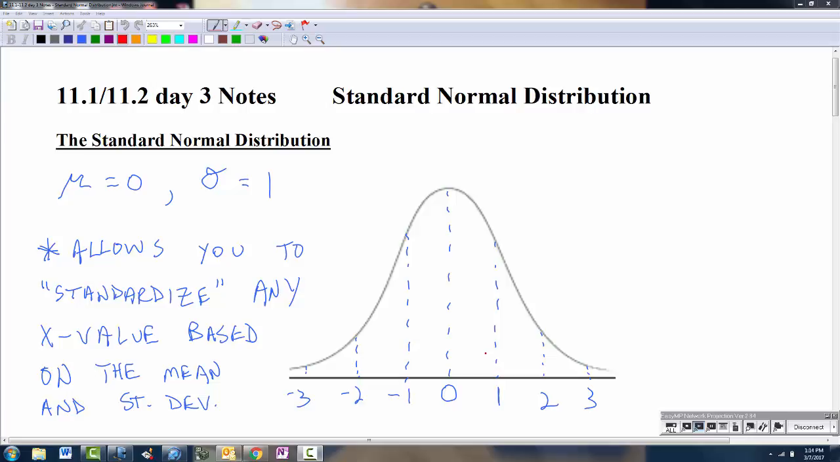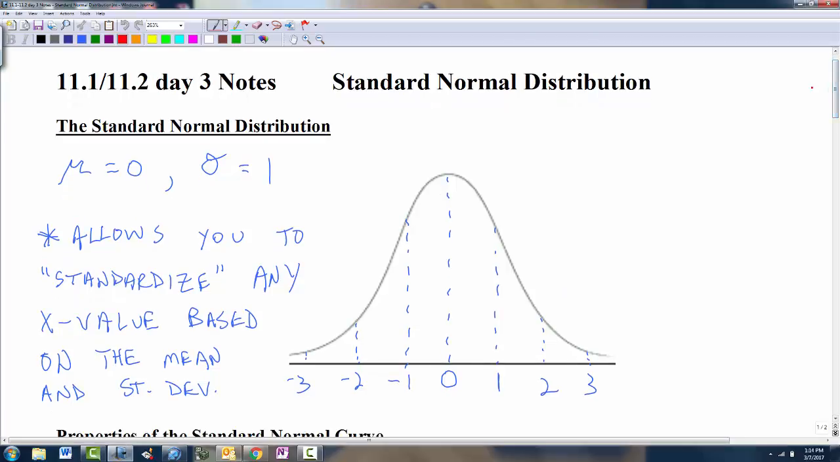And actually, we did this back in our Algebra 2 worksheet 2 weeks ago now. Not last Thursday, the Thursday before. 2 deviations, 3. So any normal distribution can be turned into the standard normal distribution scenario, with the numbers meaning what they mean there. So it allows you to standardize any x value based on the mean and standard deviation, whatever the scenario may be.